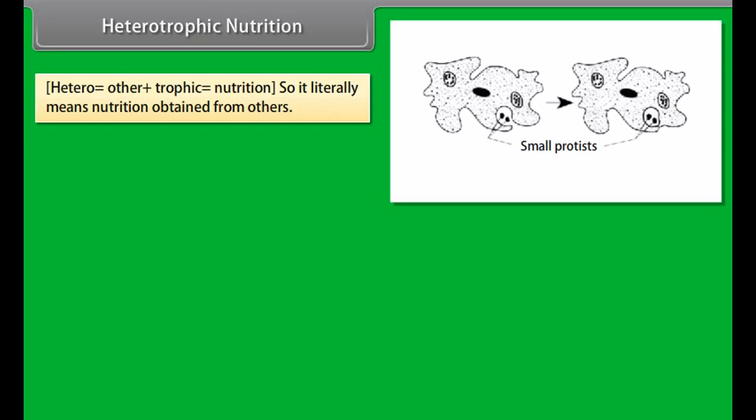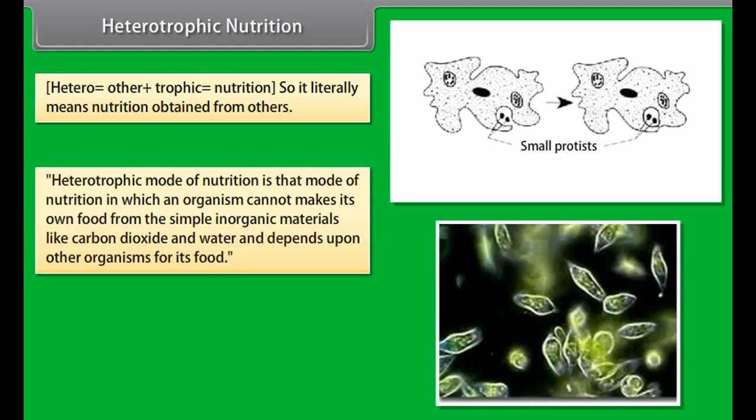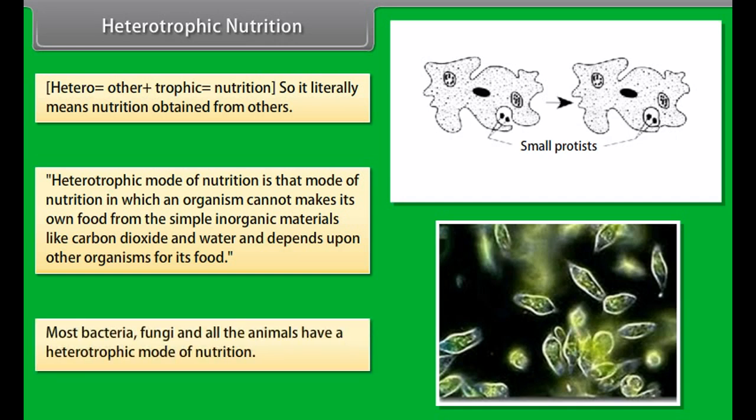Heterotrophic nutrition. Hetero means other, trophic means nutrition, so it literally means nutrition obtained from others. A heterotrophic mode of nutrition is that mode in which an organism cannot make its own food from simple inorganic materials like carbon dioxide and water and depends upon other organisms for its food. Most bacteria, fungi, and all animals have a heterotrophic mode of nutrition.